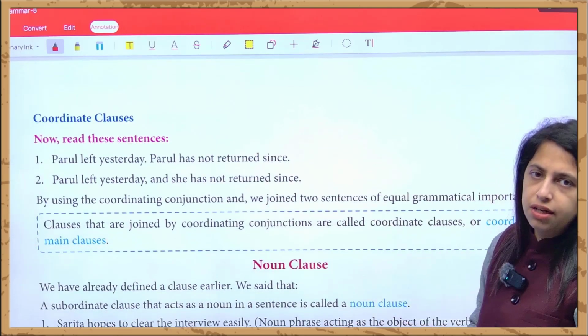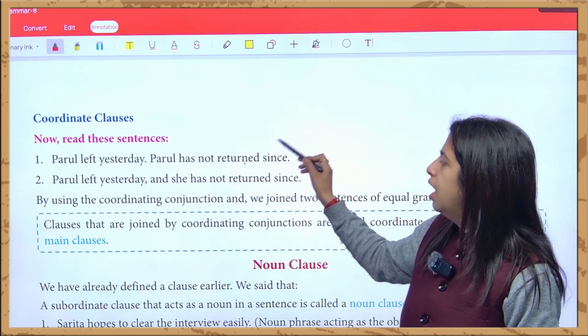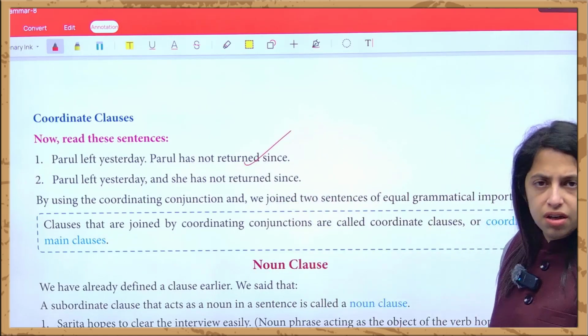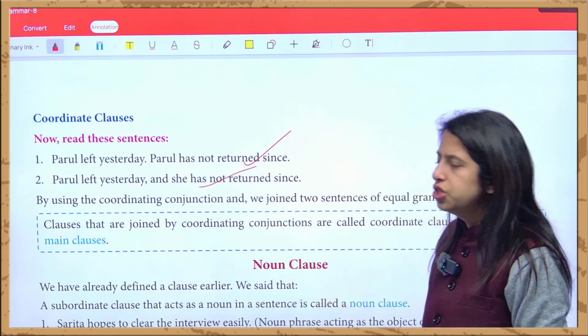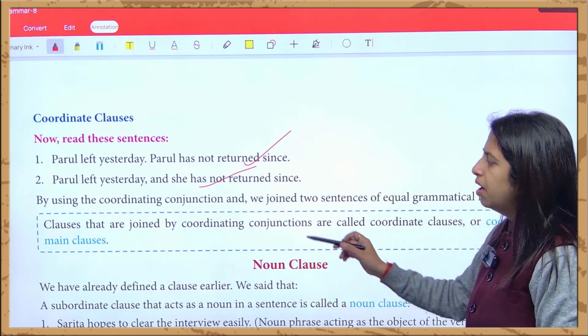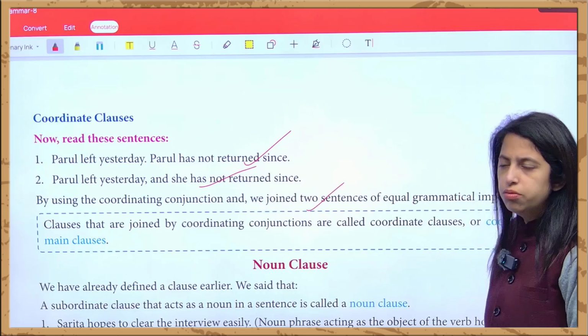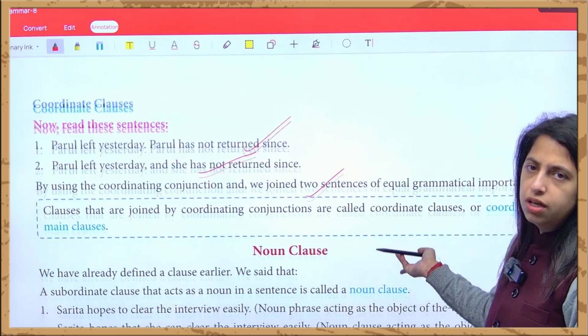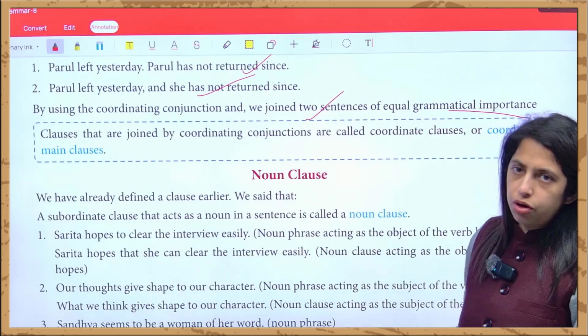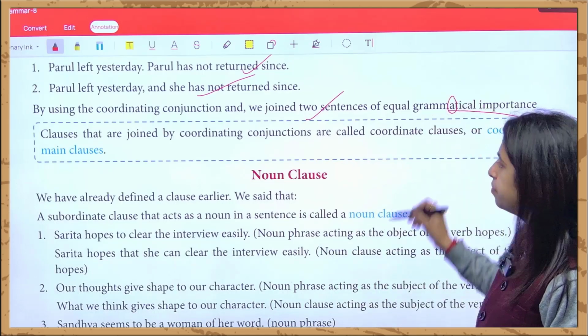You have to read these sentences: Parul left yesterday and Parul has not returned since. अभी नहीं आई है. Parul left yesterday and she has not returned since. Right? By using these coordinating conjunctions use करके you can join the two sentences. Grammatical importance. Grammatical में एक आता है.